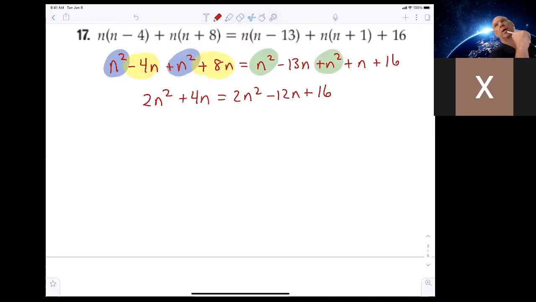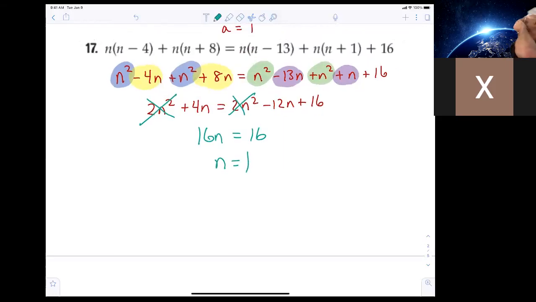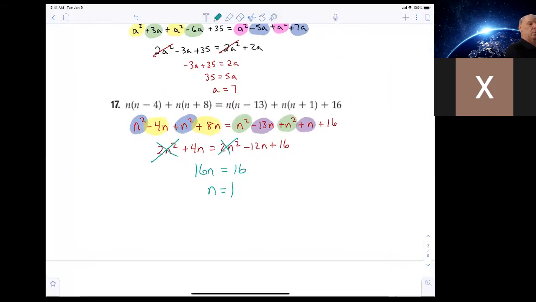8n minus 4n is what? The two yellows are the same, right? So we combine them. You agree? That's why I like the iPad. You can make colors and you can see visually what I'm combining. The same colors are what you're putting together. Now, what happens to the n squareds? Cancel. So now I can just add 12n, which gives me 16n equals 16. So obviously n equals 1. That looks complicated. It is not complicated. Follow the rules.